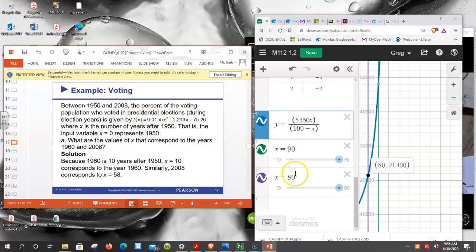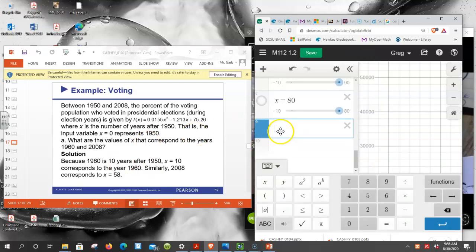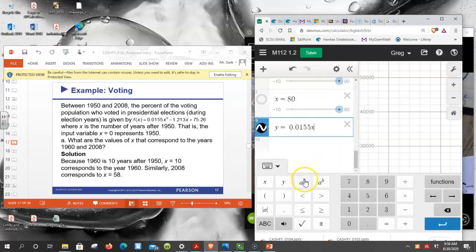So here's a good problem. All right, so keep saving and then turn the functions off. All right, so you have something like this. Type this function in here, so you can have f of x equal to y. So y equals 0.0155 x. Hit the squared button, okay? And then minus 1.213 x plus 75.26. Type that in there.